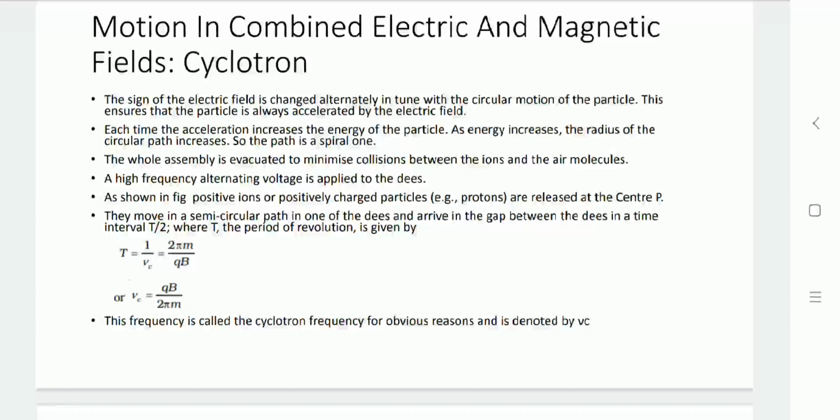So we can say that the time T, the period of a complete revolution, is given by the frequency: 1/νc, which we have already seen in an earlier topic, equals 2πm/qB. So νc = qB/2πm. That is the frequency of the cyclotron, for the particles travelling in that circular motion, and it is denoted by νc.